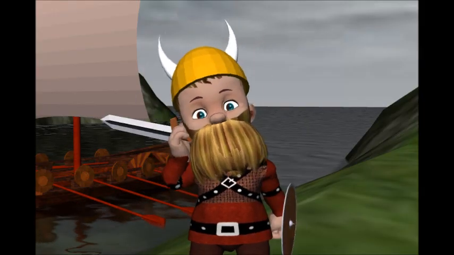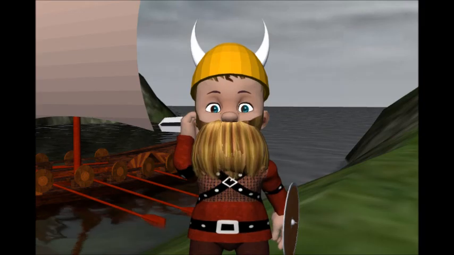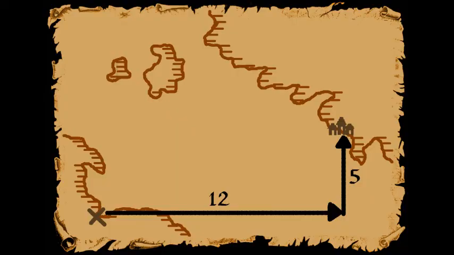However, Sven is the rarest of all things, a clever Viking, and he figures he could save time by sailing northeast across the sea instead of going north and then east. So how far is the journey if he sails this way? Sven's problem can be solved with a distance formula.